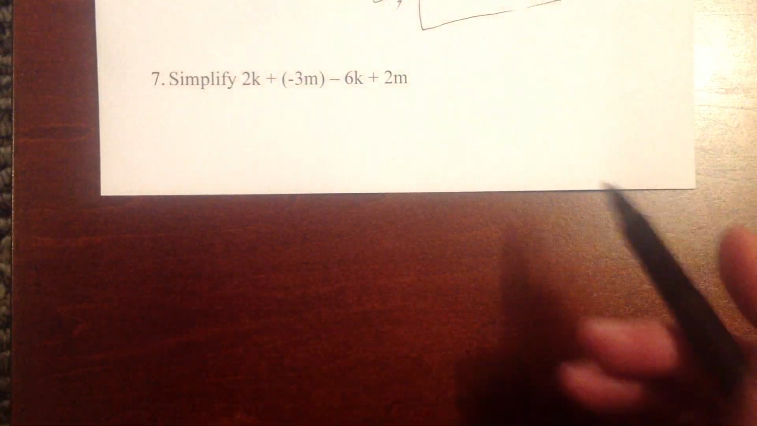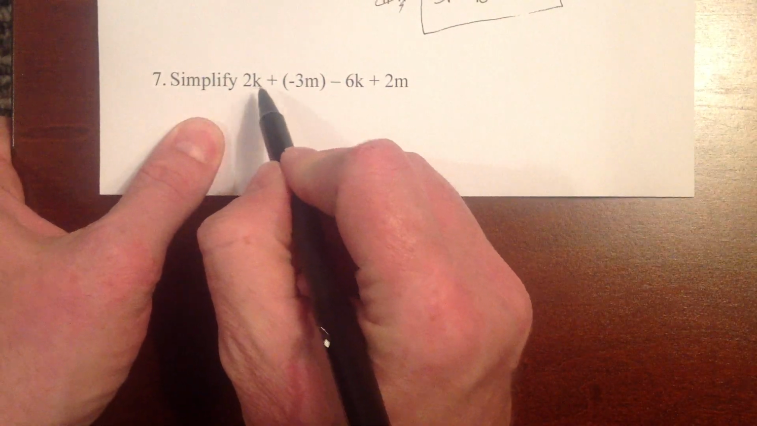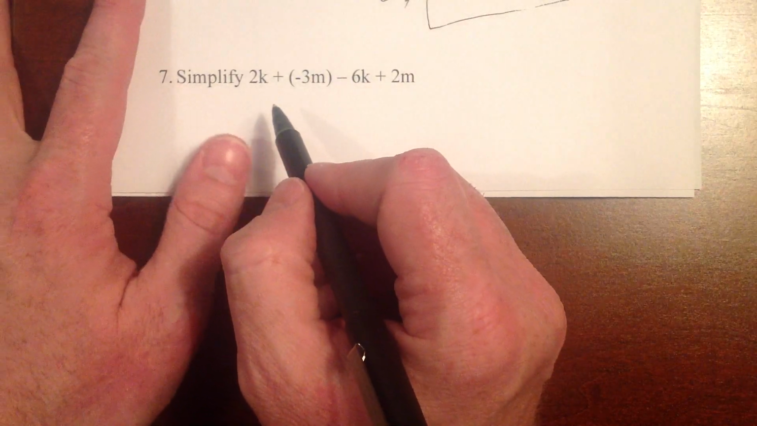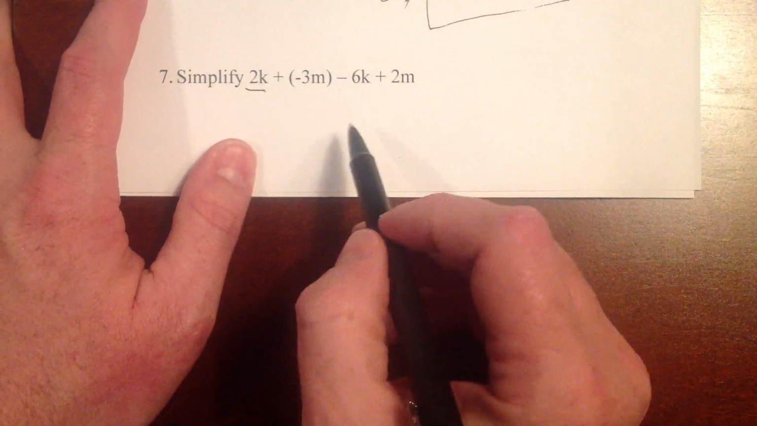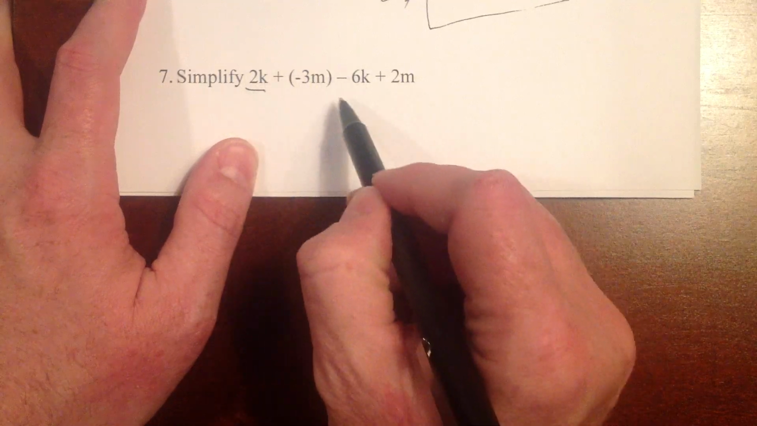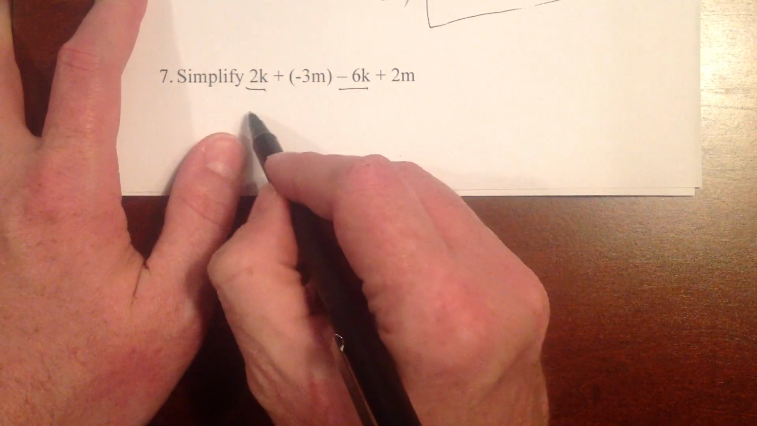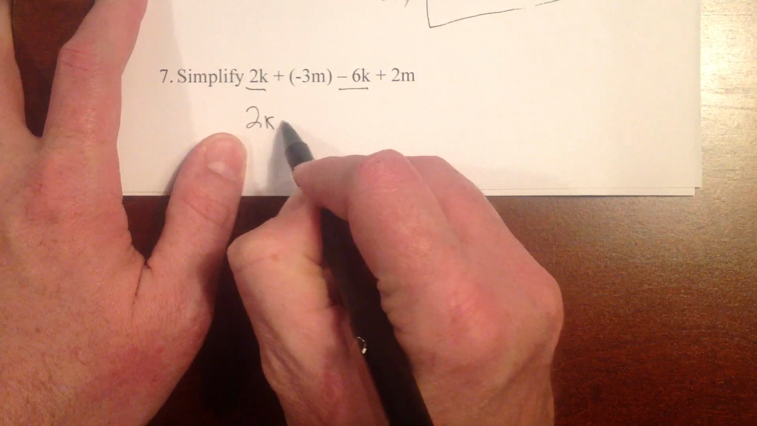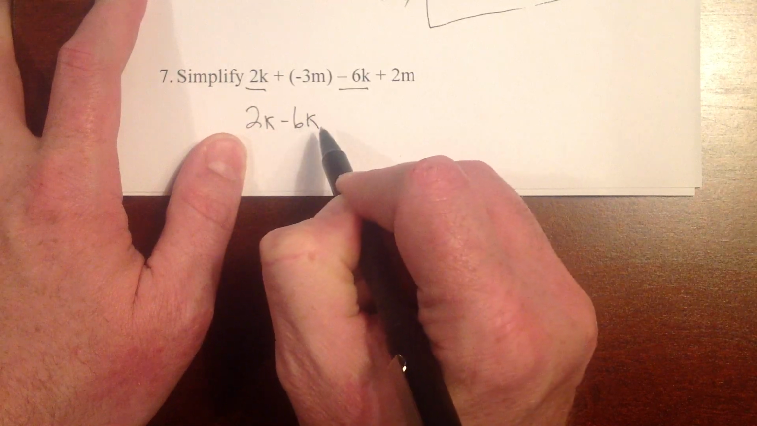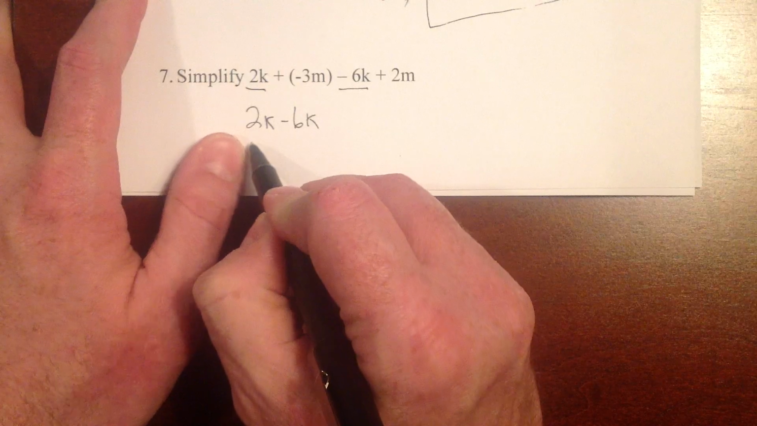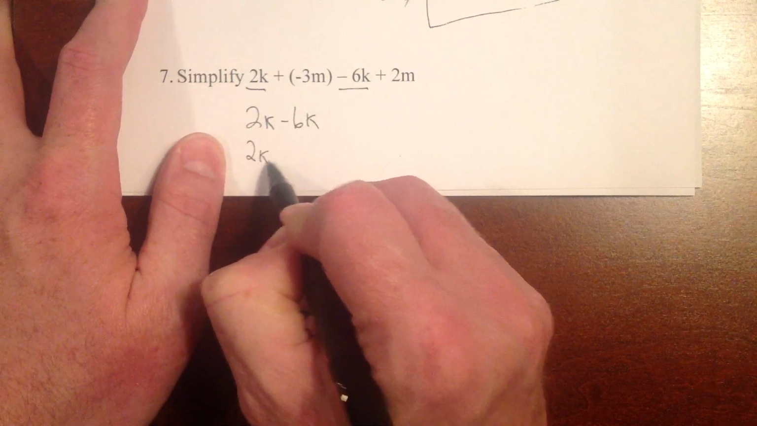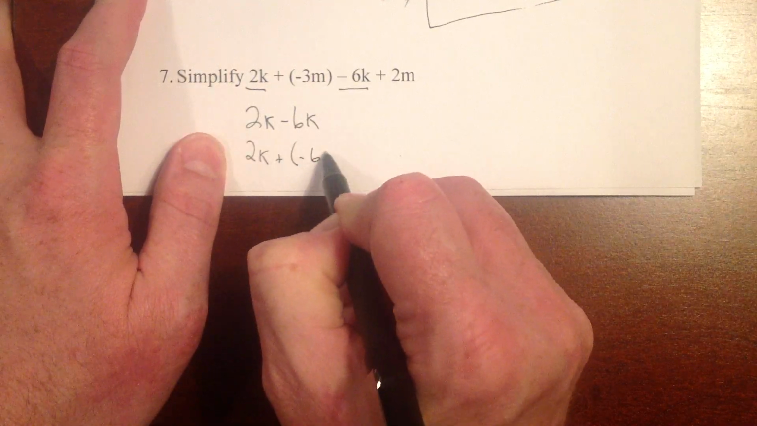And again, we're simplifying here. We're adding and subtracting, so I can just go straight from left to right. 2k. What can I combine that with? I can combine that with a minus 6k. So 2k minus 6k. I'm going to keep, change, flip that to 2k plus a negative 6k.